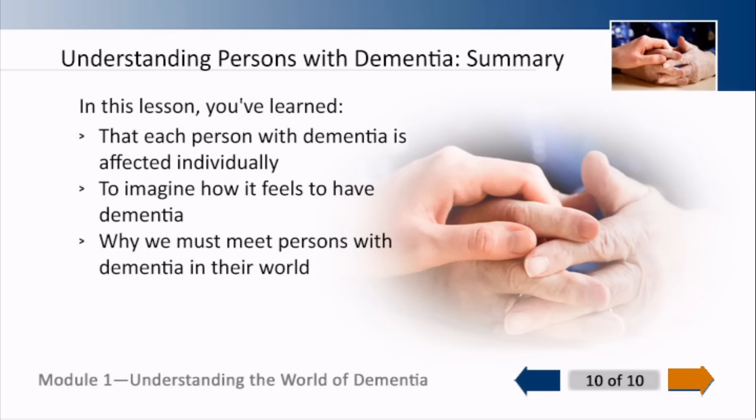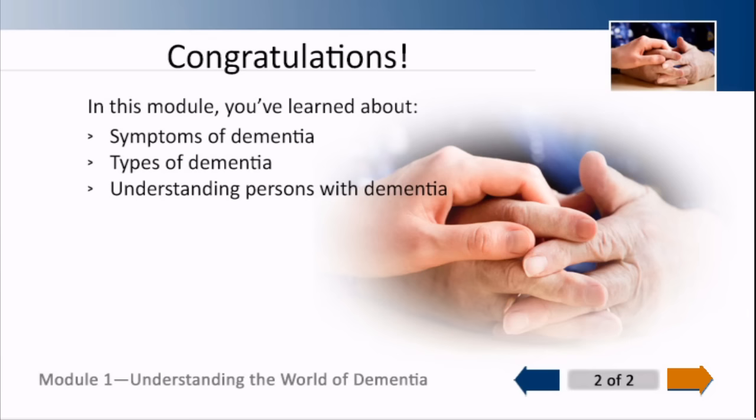So you have learned about symptoms of dementia, types of dementia, and understanding persons with dementia. That is the conclusion of Module 1. Thank you.